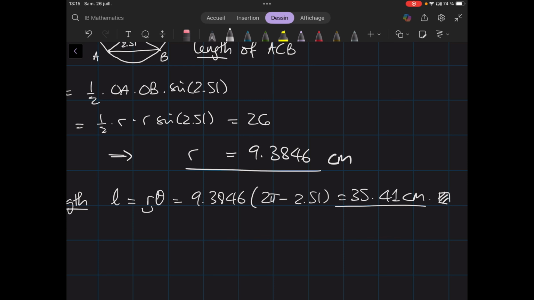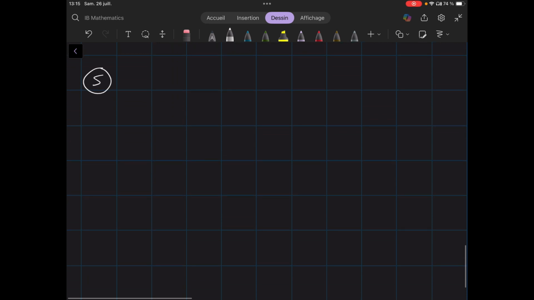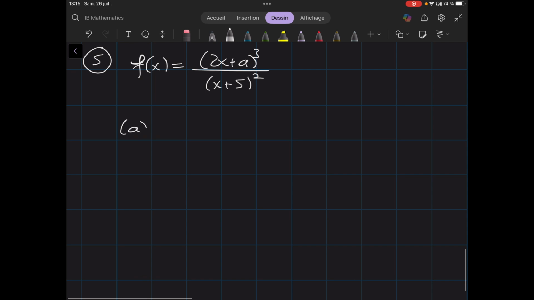Question 5. Now we're finally catching some traction. It's finally getting somewhat more challenging. You're given f of x, and you're asked to find the derivative of f.